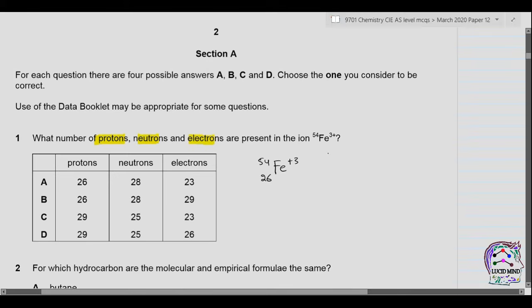Mass number is 54. So the number of protons is 26. Number of electrons, as the charge is plus 3, it means 3 electrons are lost. So it is 26 minus 3 equals 23 electrons. And for neutrons, we have to subtract atomic number from mass number: 54 minus 26, the answer comes to be 28. So now it means that the answer is A.